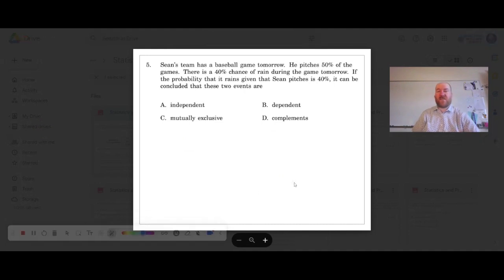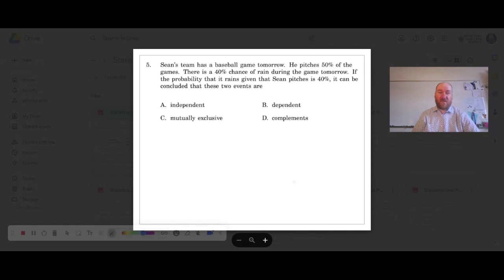Sam's team has a baseball game tomorrow. He pitches 50% of the games. There is a 40% chance of rain during the game tomorrow. If the probability that it rains, given that Sam pitches, is 40%, it can be concluded that these two events are... Notice how the probability of it raining didn't change, right? There is a 40% chance of rain tomorrow.